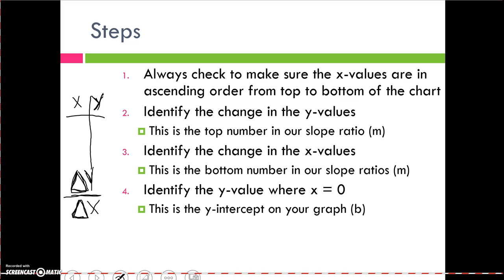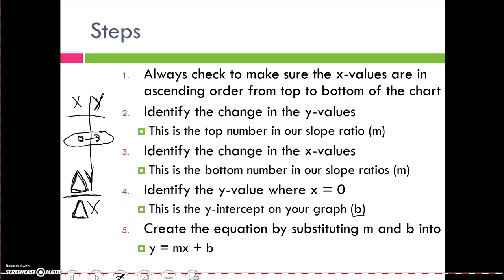The next thing we want to do is identify what the y value is when x equals 0. So you want to find in your table, that's why we always have the 0 in our table, where does our x value equal 0? What is our y value? That's going to be our b value when we write the equation.